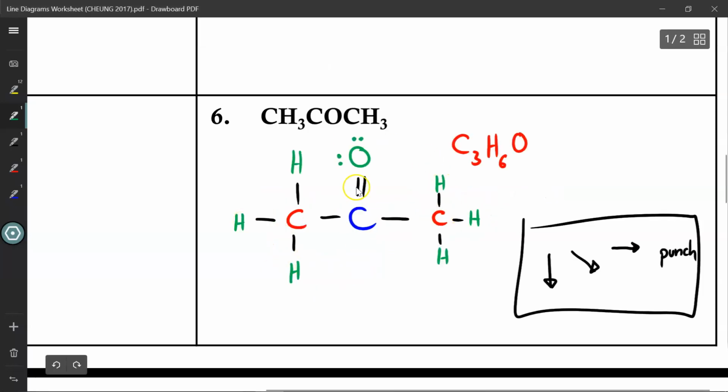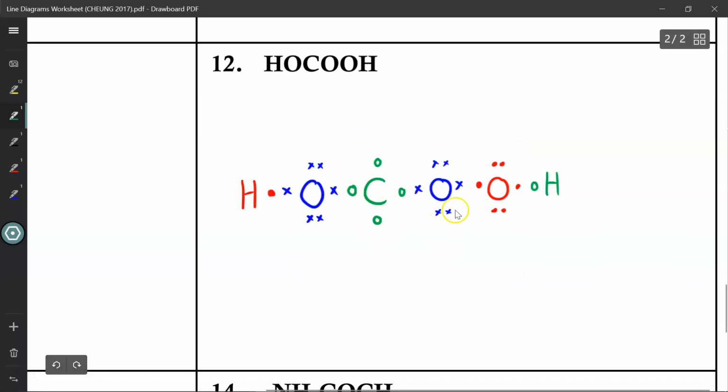Looking back at this example, we saw that we could put a C double bond O. So that was one trick that we learned. So let's try applying it here. I'm going to take this blue oxygen and put it on top. And then I'm going to move these guys over here.